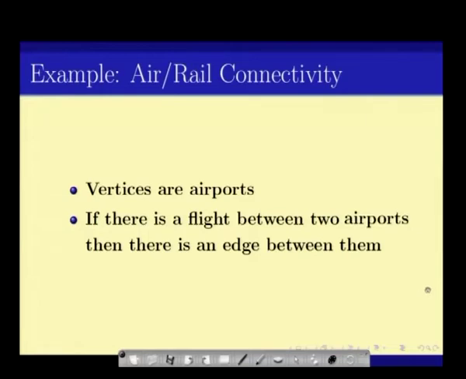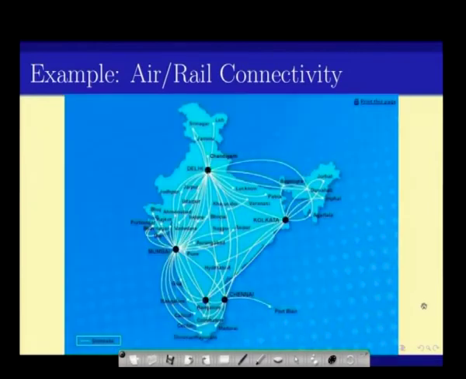Another example is the air or rail connectivity, where all the vertices are airports and we denote by an edge if there is a flight between two airports. Say here is a rail or air connectivity of India, and basically we can see that there are various edges which say that from Kolkata there is a flight to Bombay, from Chennai there is a flight to Bombay, from Chennai there is a flight to Bangalore and so on.